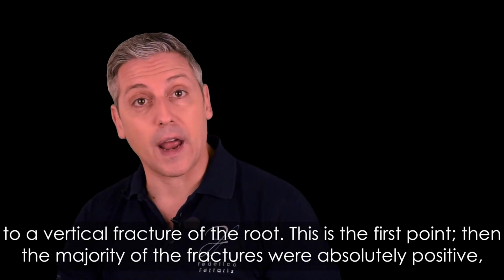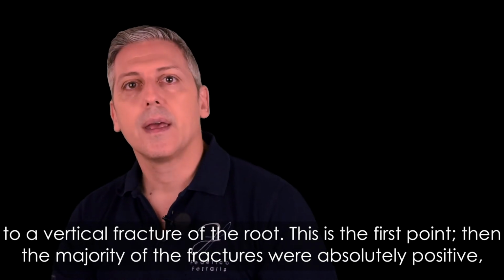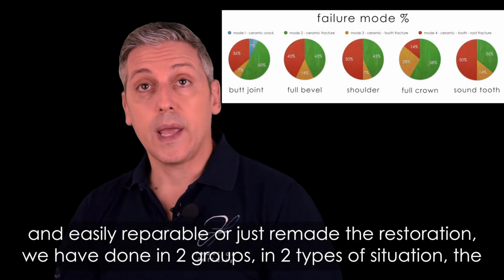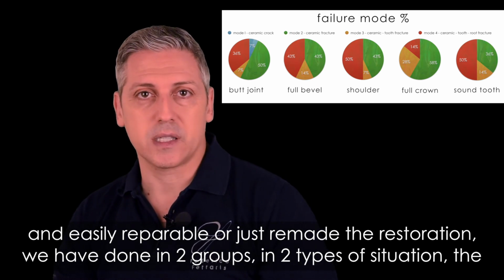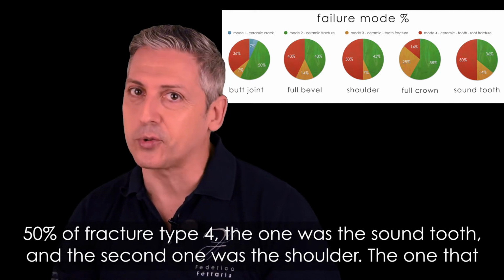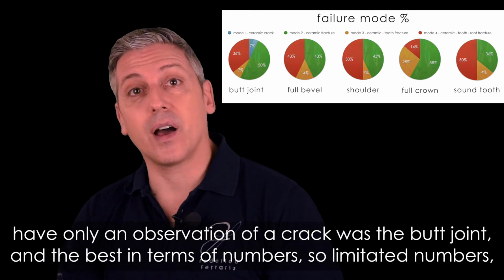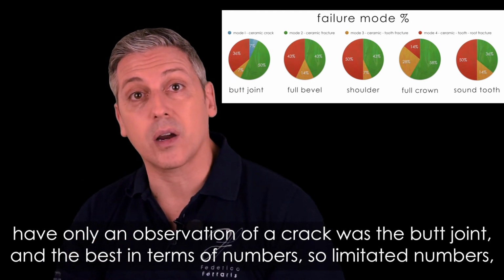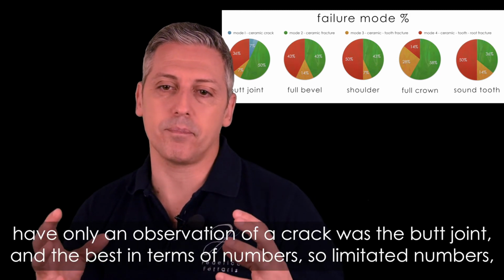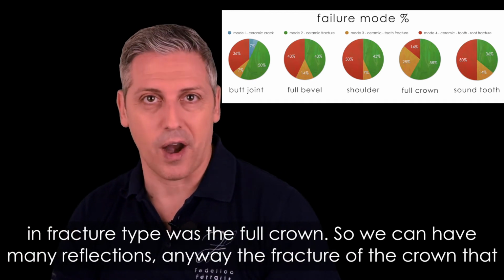Then the majority of the fractures were absolutely positive and easily repairable, or just required remaking the restoration. We had 50% fracture type 4 in two groups. One was the sound tooth, and the second one was the shoulder. The one that had only a crack was the butt-joint, and the best in terms of numbers, limited in fracture type, was the full crown.